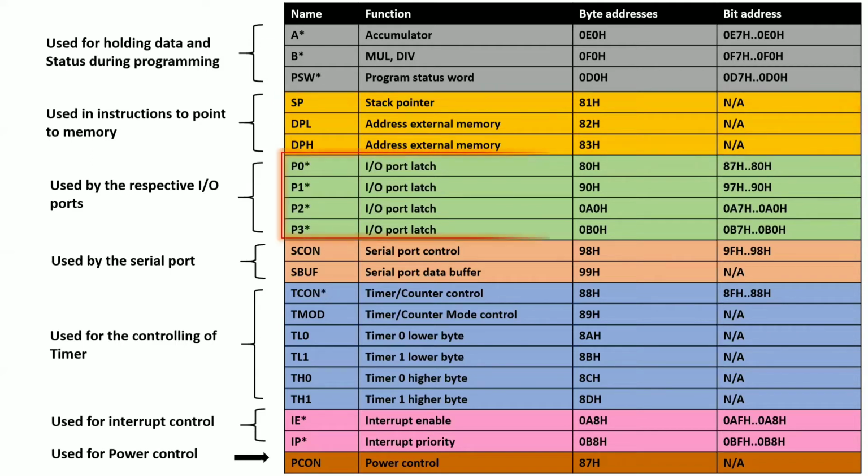Okay. The next one is your ports. We have a total of 4 ports: port 0, port 1, port 2, and port 3, right? Now for each and every port, in order to read or write the information of the port, we will use one particular register. That is your port 0 register, port 1 register, port 2 register, port 3 register. When we are discussing the ports in detail, we are going to see what these registers are used for.